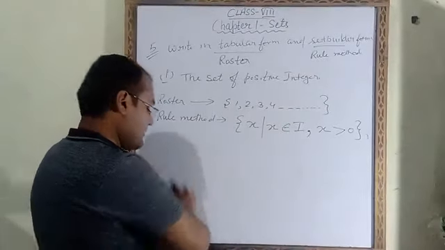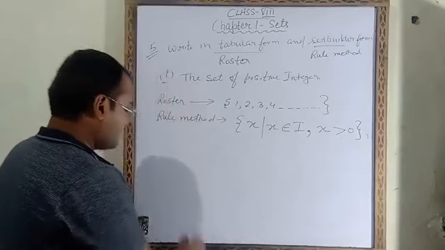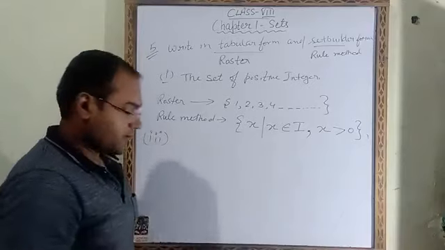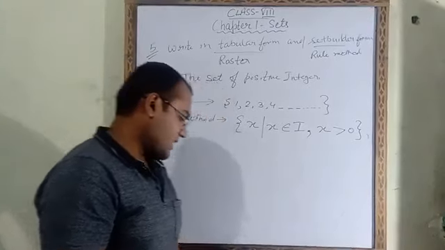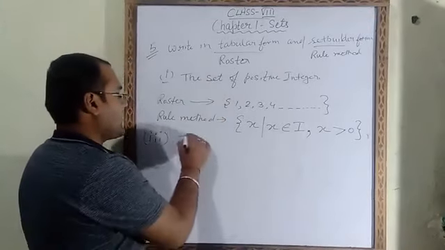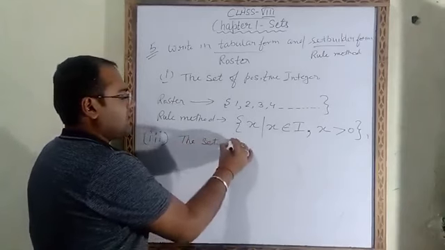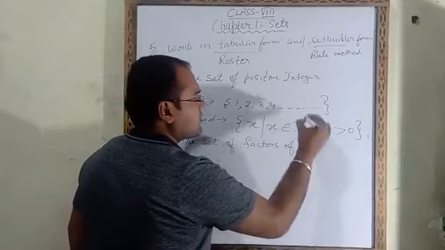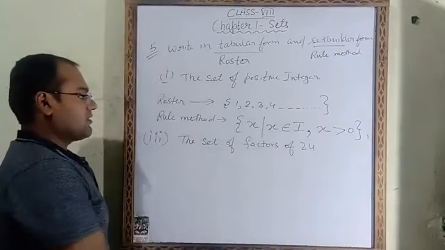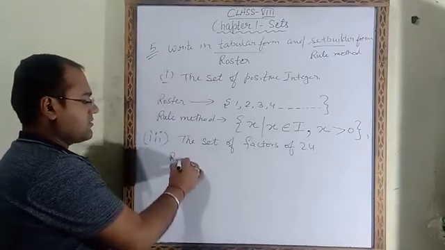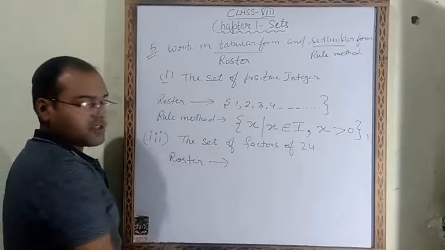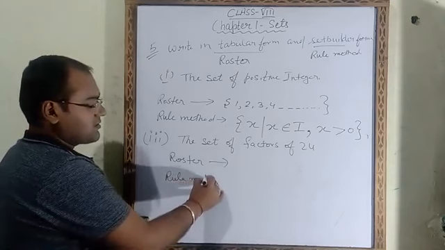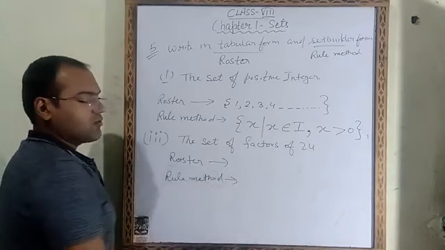Now see the next part, part number three. The third part is the set of factors of 24. We have to write both methods. The first method is roster or tabular method, and the second method is set builder or rule method.